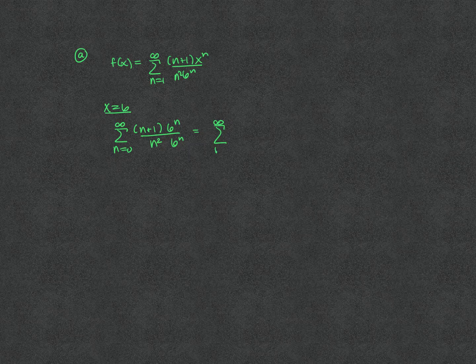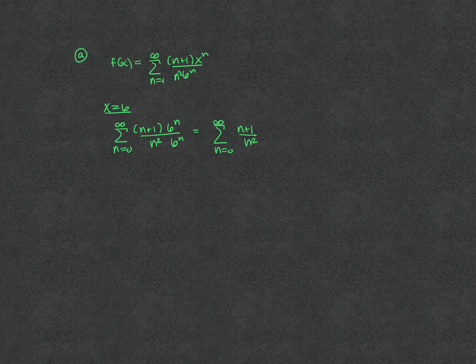So in part A, we have that f of x is equal to the sum from n equals 1 to infinity of n plus 1 x to the n over n squared 6 to the n, and they want us to check the convergence for x equals 6. So all we're going to do is plug in 6 into our polynomial. So we get n plus 1, 6 to the n over n squared, 6 to the n. Notice those 6 to the n's cancel, and we're left with n plus 1 over n squared.